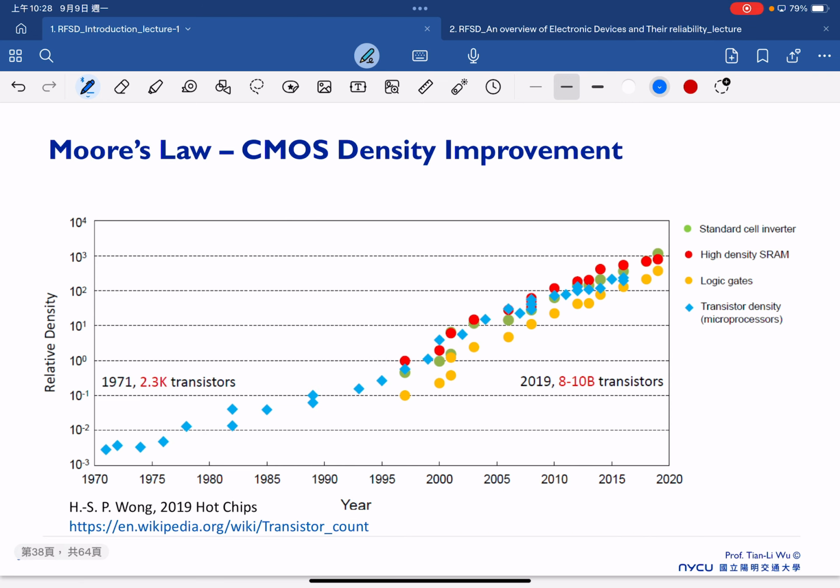Of course, there are some rumors recently saying that Moore's law is probably dead because we cannot always make a transistor as small as we expect. However, there are some other possibilities to try to keep Moore's law. This is one of the examples where the CMOS density is improved, but we also will consider the high density SRAM, logic gate, and also transistor density.